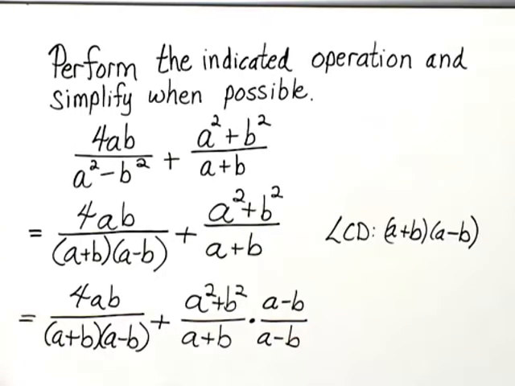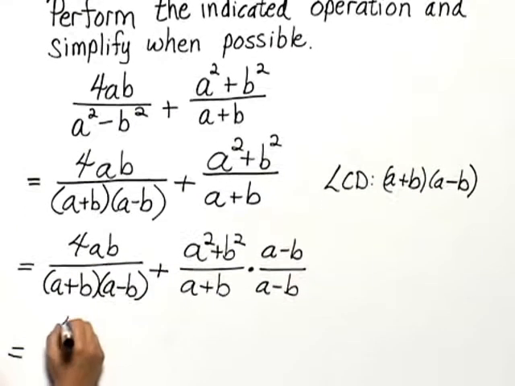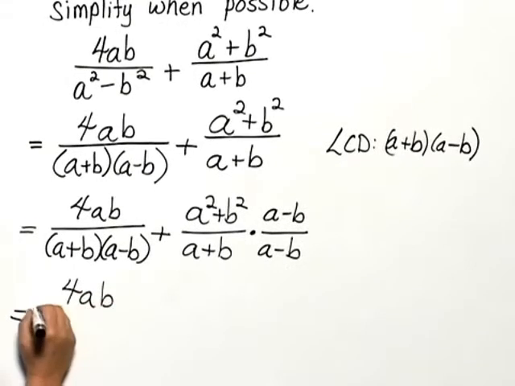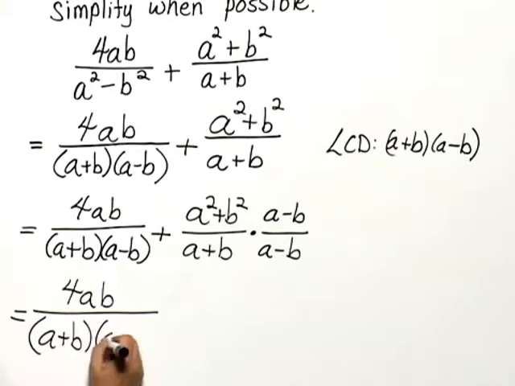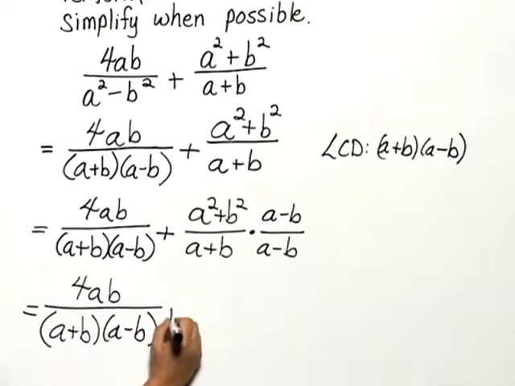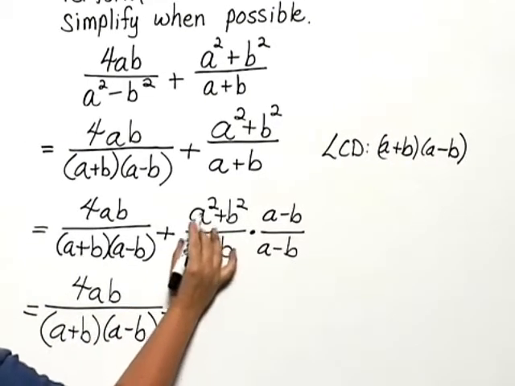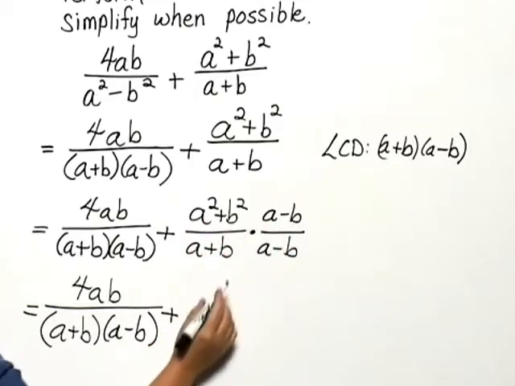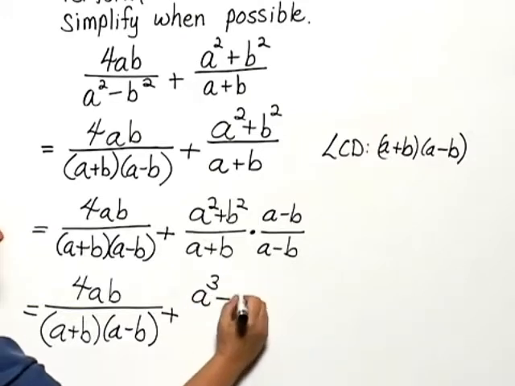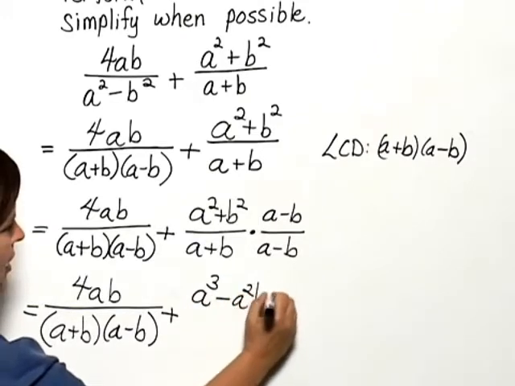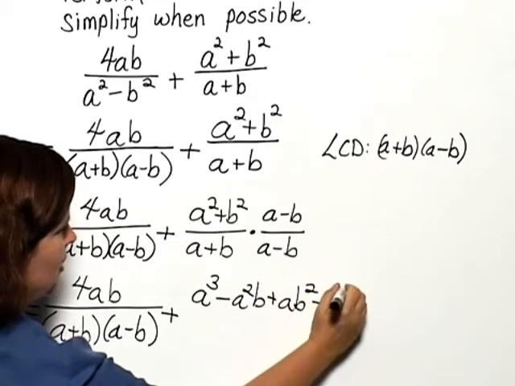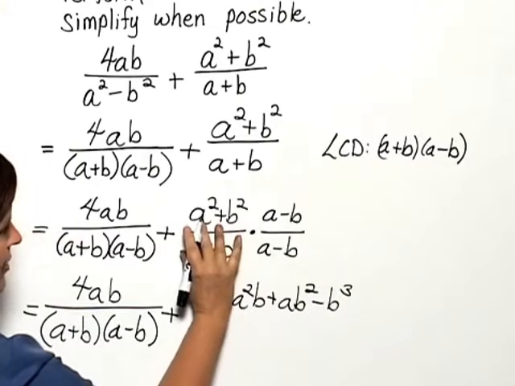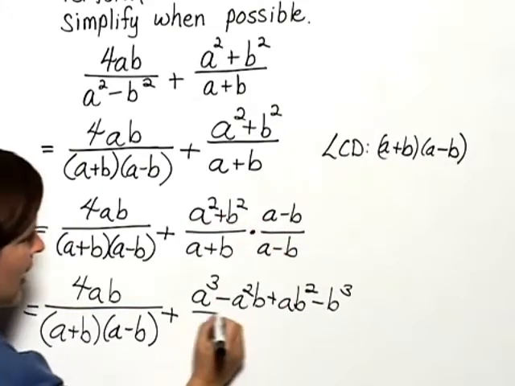Now we need to carry out those multiplications over here. I have 4ab over a plus b times a minus b plus, this would be a squared plus b squared times a minus b. Carrying that out, I would have a cubed minus a squared b plus ab squared minus b cubed. Using FOIL, I'm multiplying this binomial times this binomial.